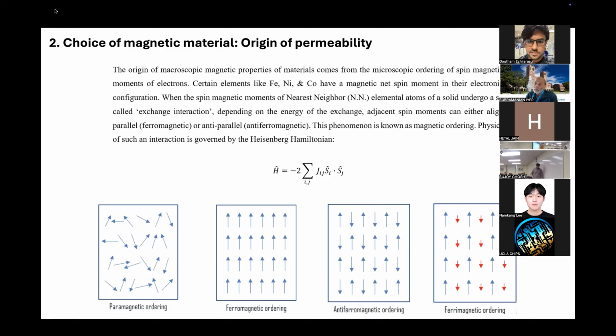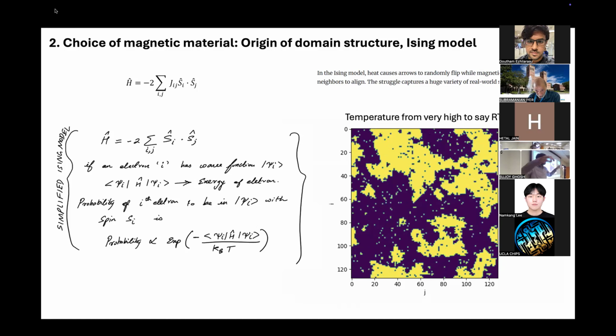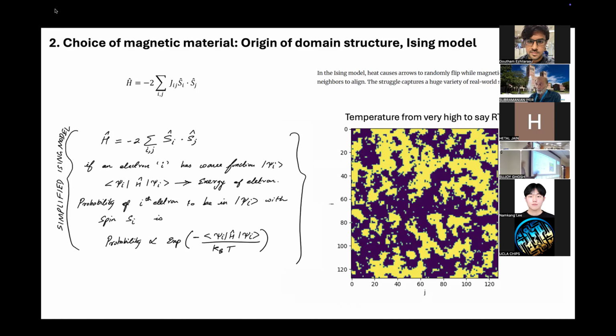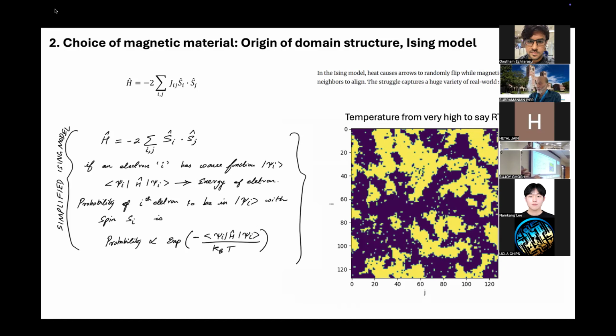And so the probability that the ith electron will be in the state psi I at a given temperature would therefore be given by the Boltzmann distribution, correct? So what that means is that when you have high temperature, even though you have magnetic ordering, because of the high temperature and Boltzmann statistics, most of the electrons will tend to randomly orient with each other. They won't tend to kind of condense into one ordering, right?